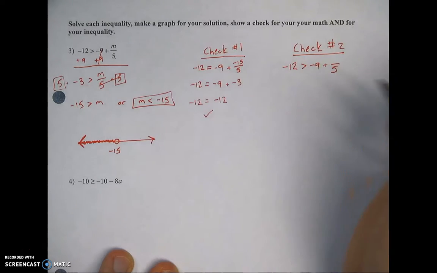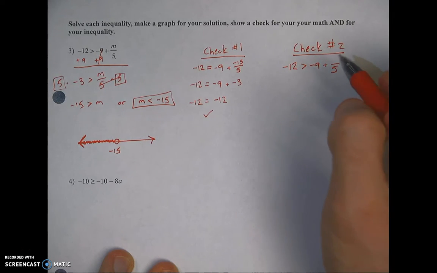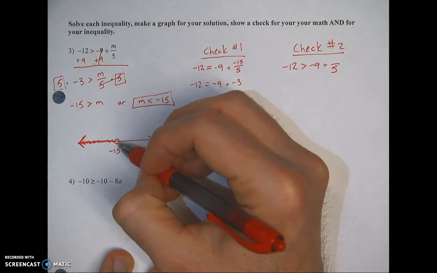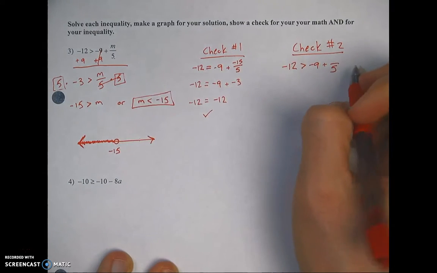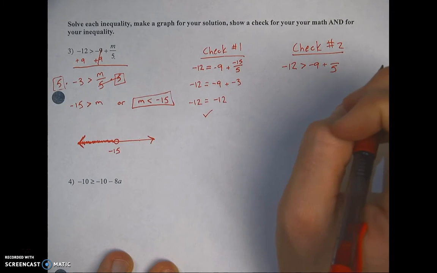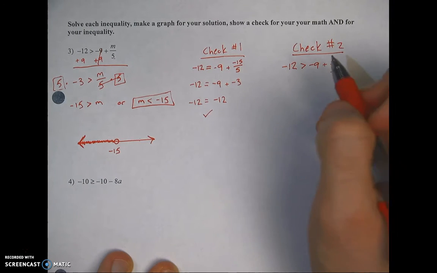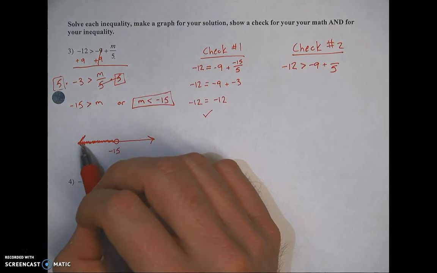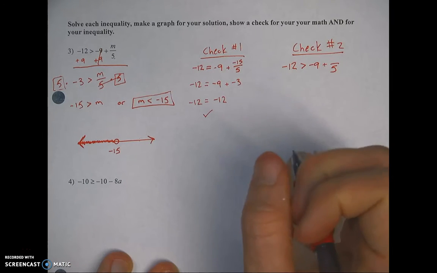Again, we're not using negative 15. Negative 15 should not work because it's not included. All the answers are less than negative 15. So if I put negative 15 in here, it shouldn't work. So I need to pick a number less than negative 15. There's an infinite number of choices here.